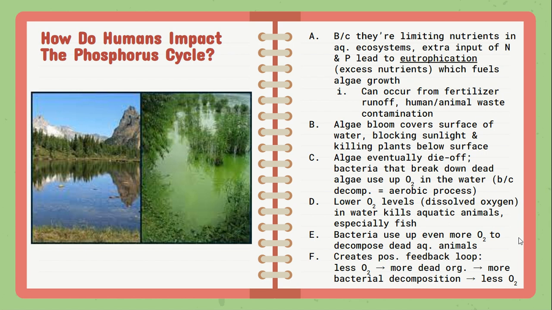Lower oxygen levels then continue. Lower oxygen levels kill any aquatic life. Decomposers continue to break those things down. So actually, this almost winds up becoming what's called a positive feedback loop. This is where we see less oxygen, more dead organisms equals more decomposition, less oxygen, only furthering that cycle, to then we have a really minimal amount of oxygen left and no life.